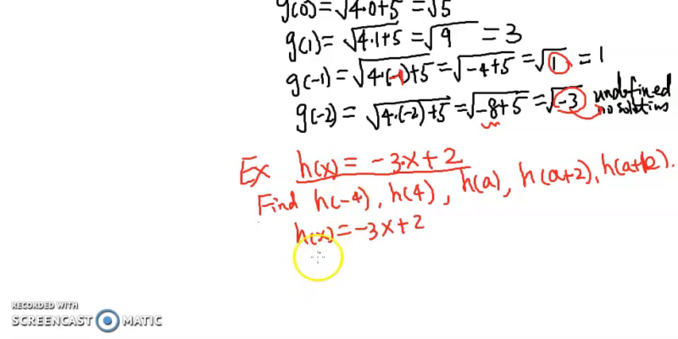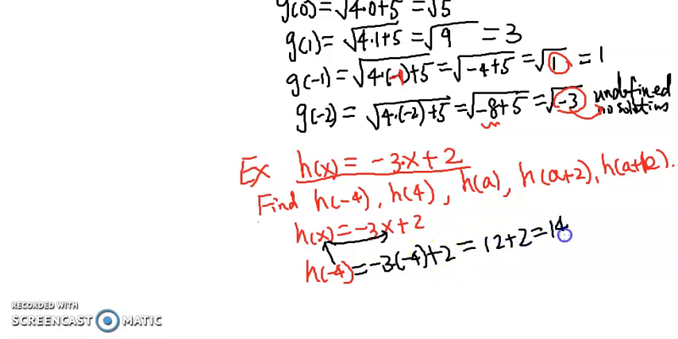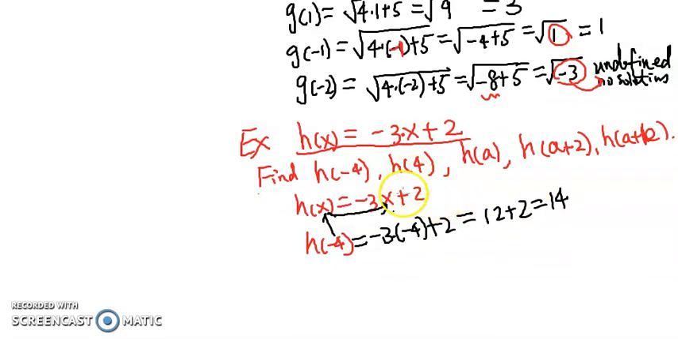So when we do the first one, h of negative 4, this negative 4 corresponds to that x. And notice, remember, this x is the same as that x. So that means we are going to replace the x with the negative 4 given. As multiplication first, negative 3 times negative 4 is positive 12 plus 2. That gives us 14. Now let's work out the next one.